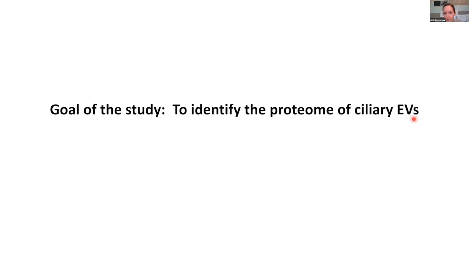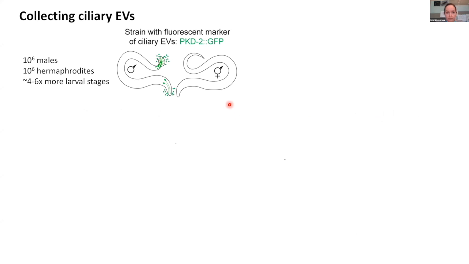When I joined the lab, we had to collect that many ciliary EVs from the worm culture. Worms eat bacteria, so they are co-cultured with E. coli on agar dishes. I used this strain, PKD2 labeled with GFP, so it's only expressed in the males, who direct male mating behavior. Their amazing partners, the hermaphrodites, do not express PKD2-GFP. They don't have those neurons. So I cultured a lot of worms.